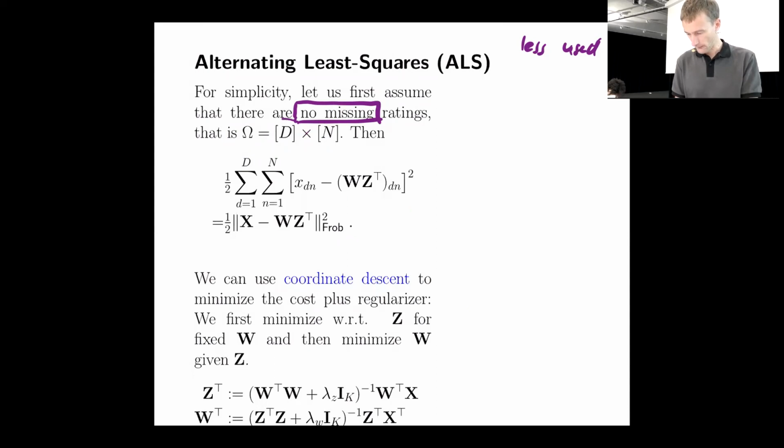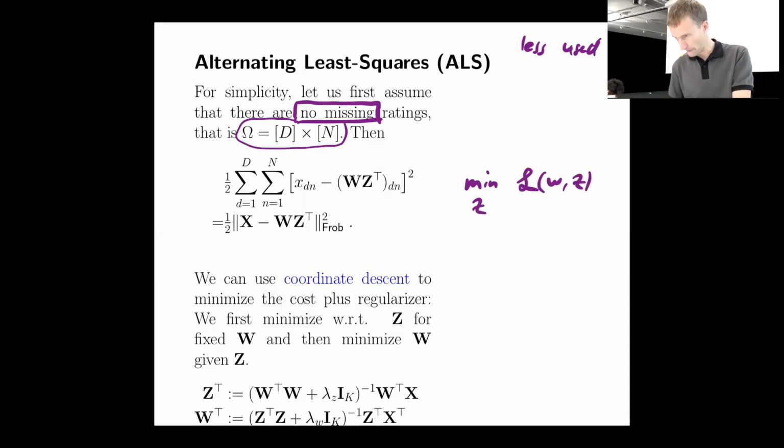So this means now if omega are all the entries, then there will be actually a closed form solution to solve the thing when one of the parameters is fixed. So L of Z and W, when I just fix W and only optimize over Z. And what is this? It's just the Frobenius norm squared, right?